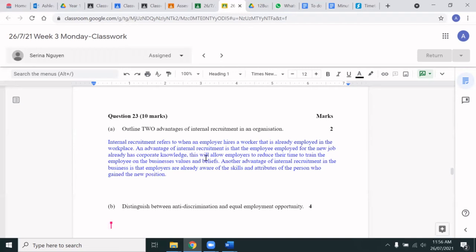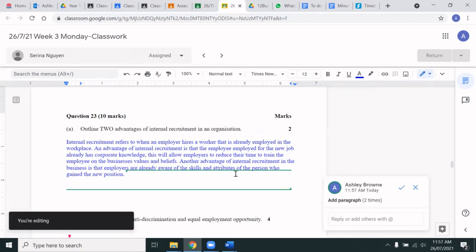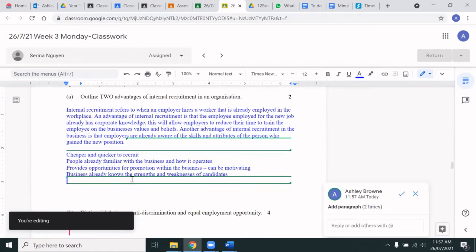Good. Now, a second advantage, it asks for 2. You're not going to lose marks, but just make it simple for the marker. There's 1, there's 2. A second advantage of internal recruitment in the business? Is it the employer already being aware of the skills and attributes of a person who gained the new position? Maybe. Give me just a second. Let's go into editing. Now, this is from the marking criteria.